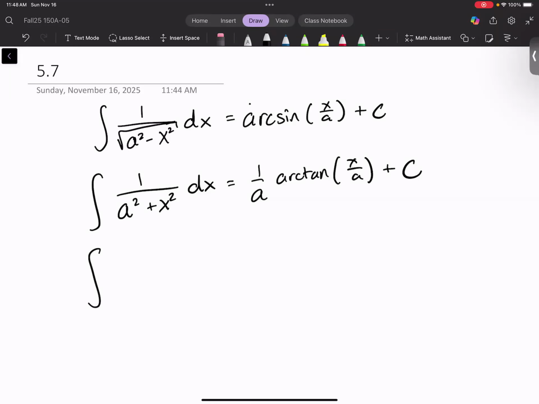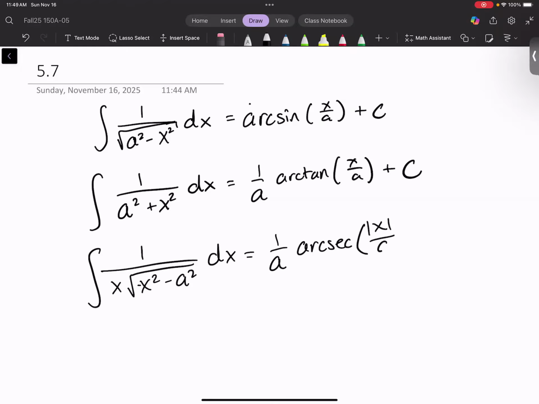And then the last one, arcsecant. So it's 1 over x square root x squared minus a squared dx. This is 1 over a arc secant of absolute value of x over a plus c. Okay. Yeah, so it's adapting it a little bit. So the way we could approach this is do some weird algebra and then do a clever U sub, or kind of clever U sub, and you'll get these formulas. Okay. So we could do it.